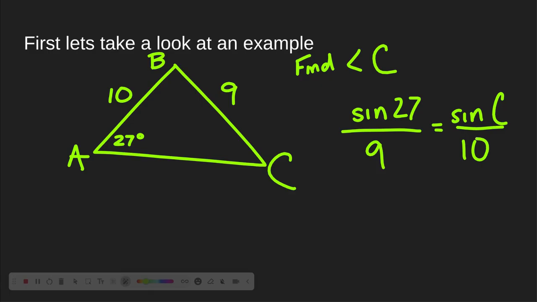Anyway, here we go. All right, what are we solving for? We're solving for angle C. We're going to have to hit the second key, but not yet. We cross multiply.